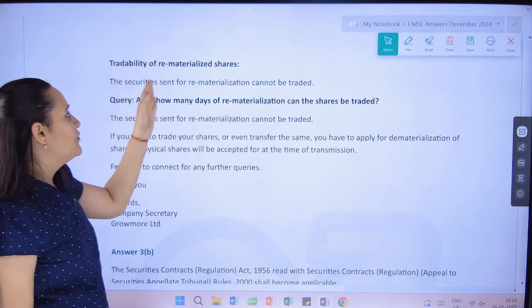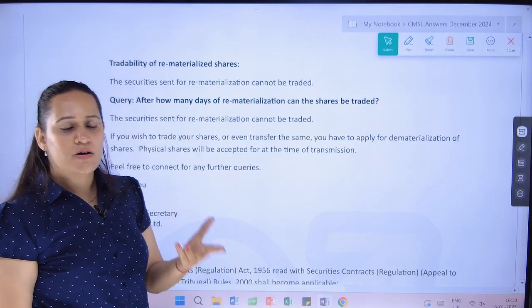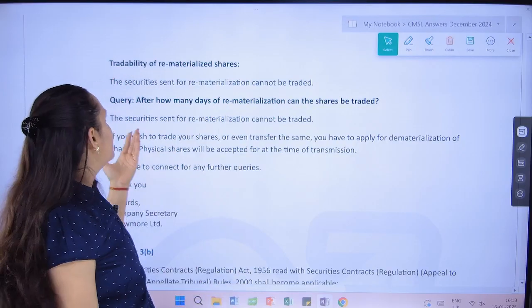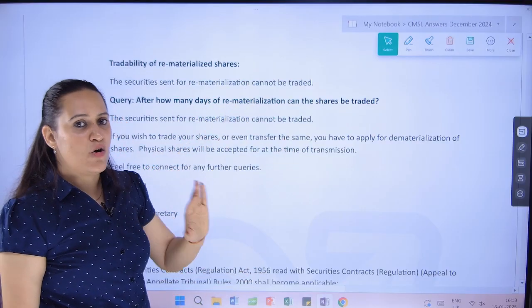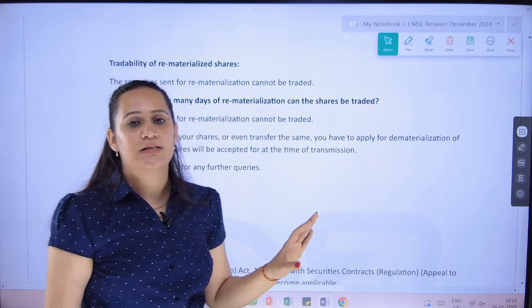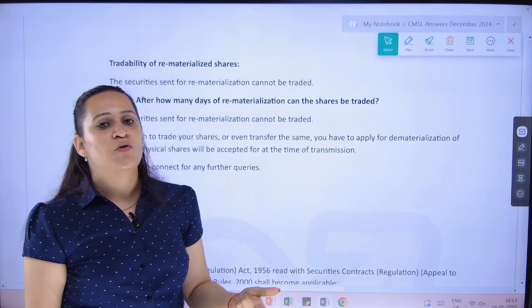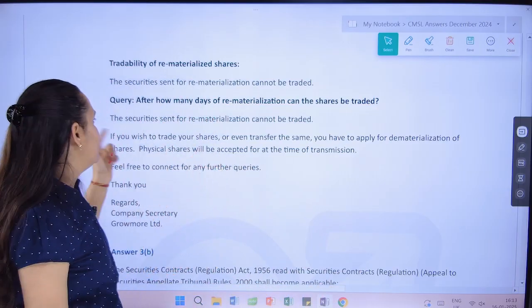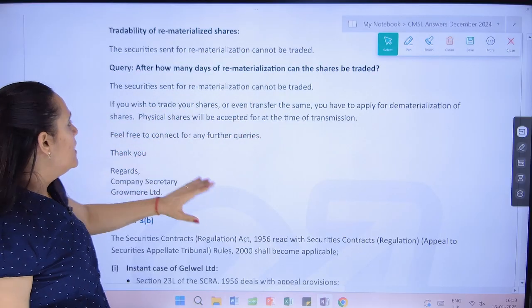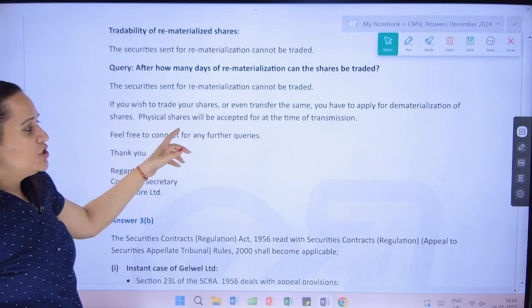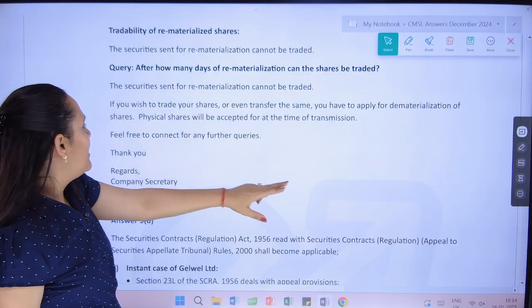Next, talking about transferability of rematerialized shares, we know it is not transferable. We know that it is not tradable also. So we will say that it cannot be traded after how many years? No, it can never be traded if it is in the remat form. You have to apply for dematerialization before again trading the shares. So the securities sent for rematerialization can never be traded. If you wish to trade your shares, you again have to apply for dematerialization.